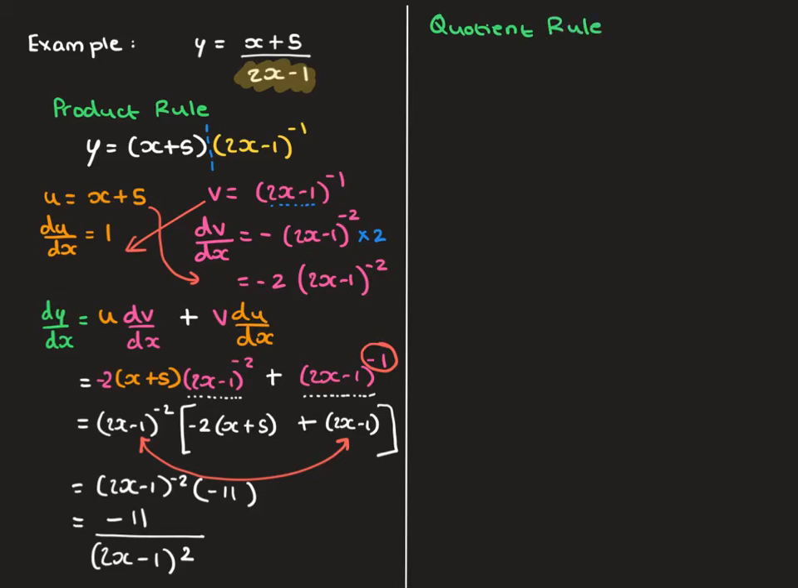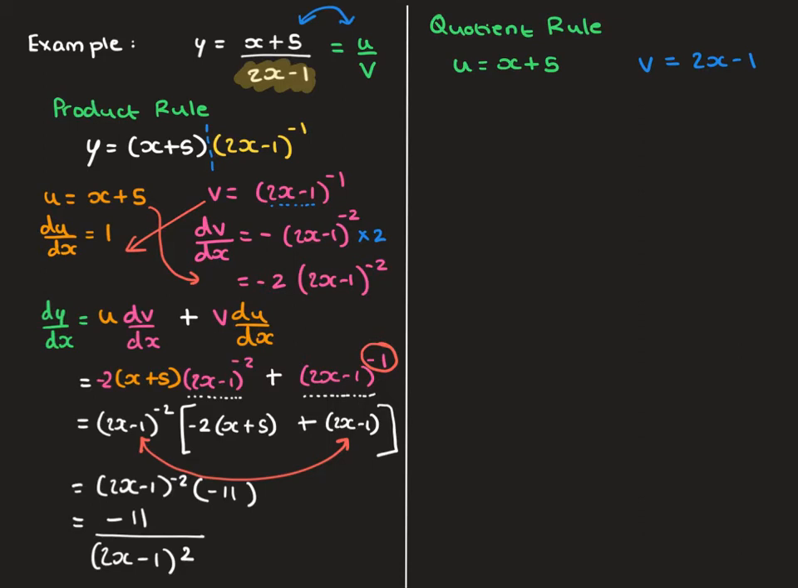So remember, our function y has got to be expressed as u over v, so it's got to be expressed as a quotient. Now, what are the two constituent parts? Well, u would be equal to x plus 5, and v would then be 2x minus 1. It is not 2x minus 1 to the power of negative 1, because if you look at the comparison here, v is just the denominator function, which is just 2x minus 1.